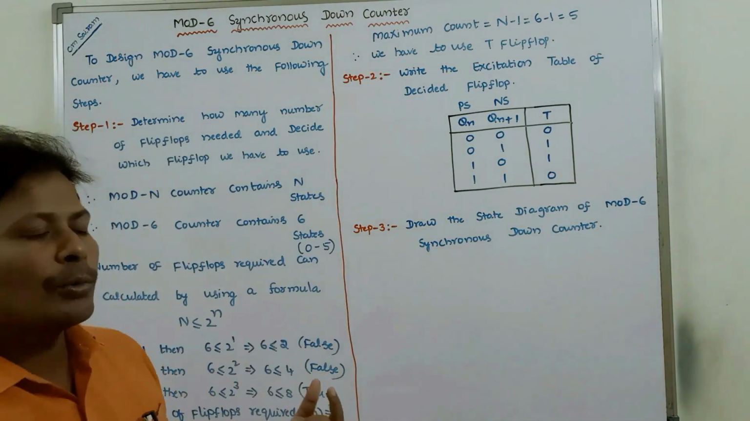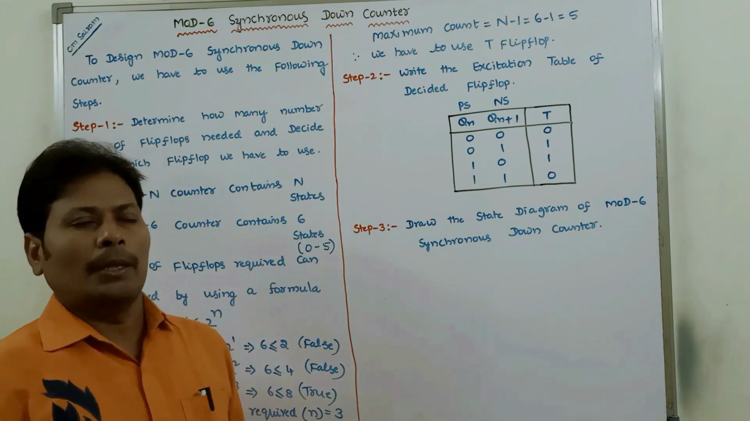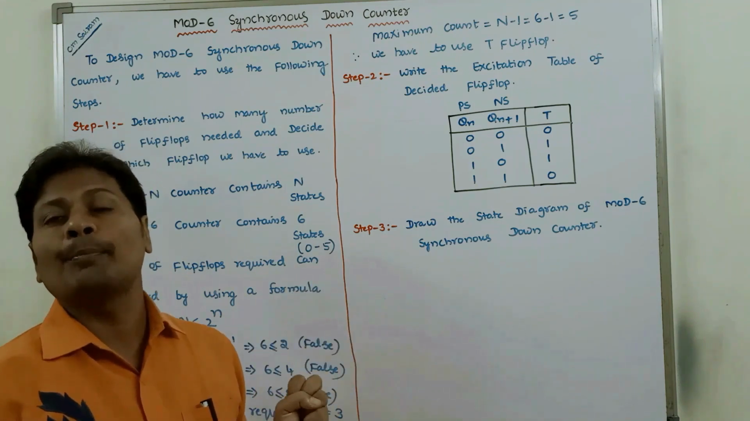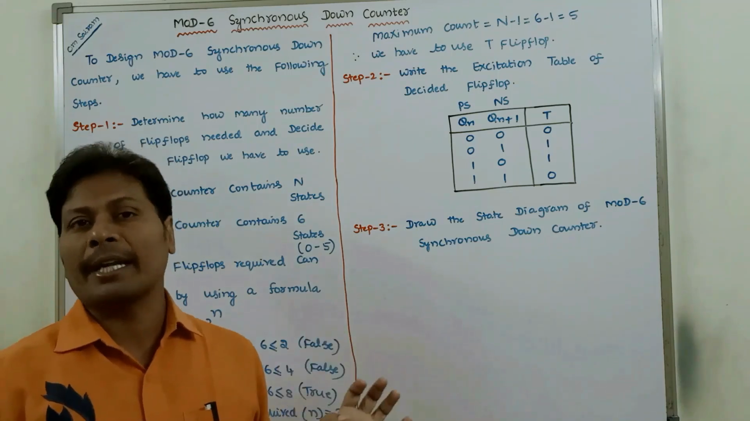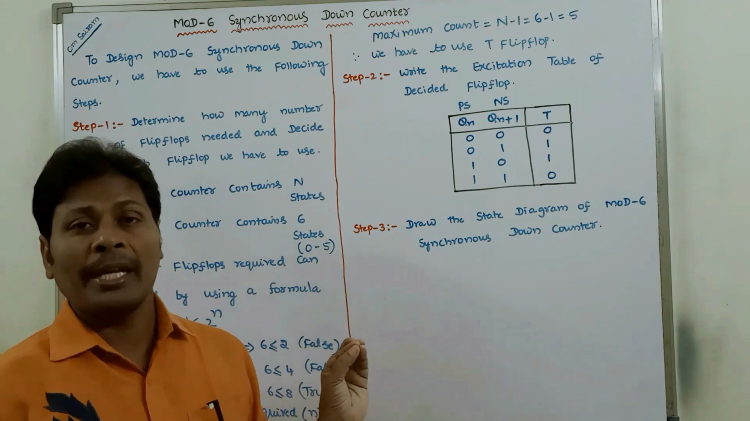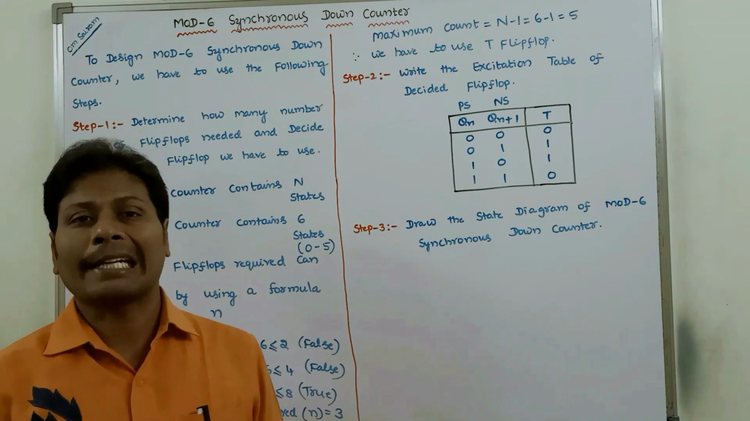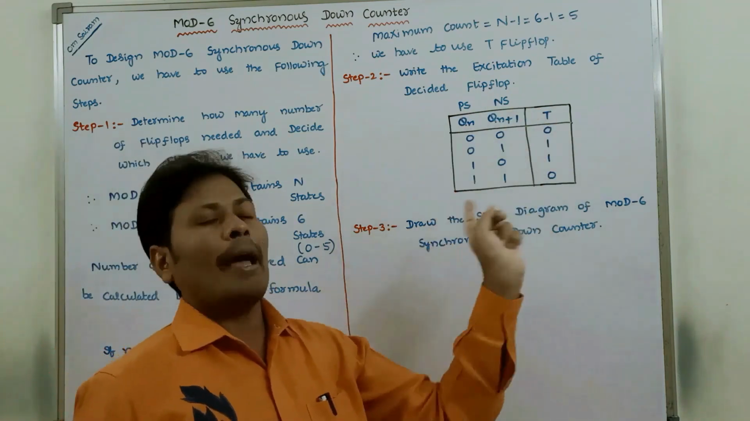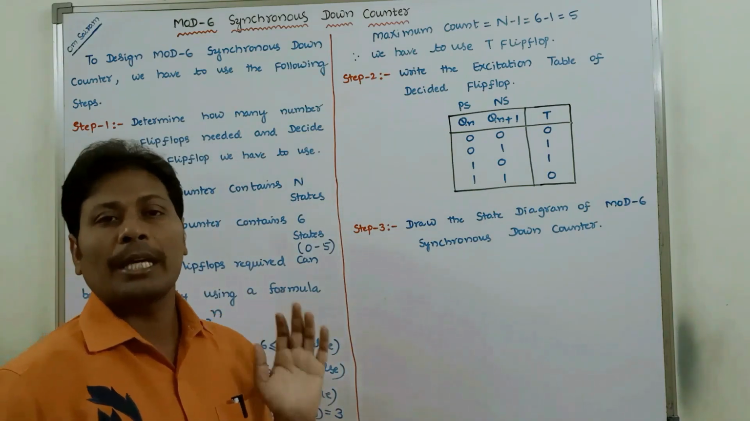How to write the excitation table is explained in the videos on T flip-flop using NAND gate and T flip-flop using NOR gate. Please refer to those videos. In those videos, I explain how to write the excitation table from the characteristic table. Now, once we have written the excitation table of T flip-flop, next we can go for step 3.